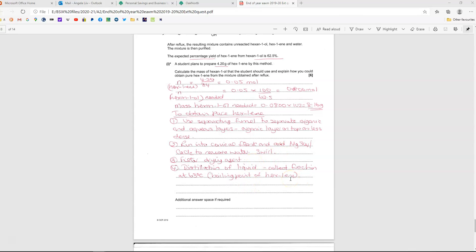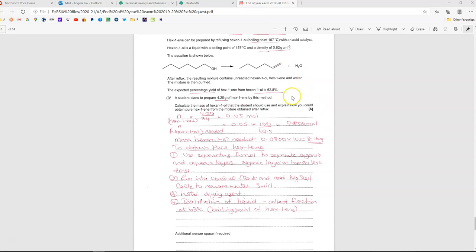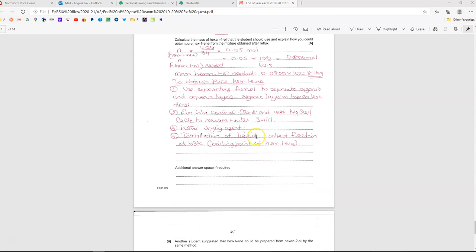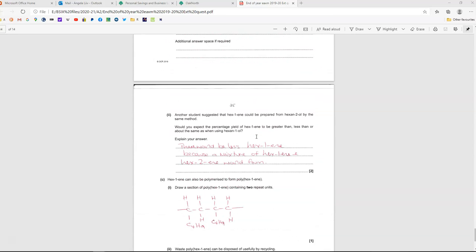swirl it around, filter off the drying agent, and then distill. Okay, and to get the 6 points, you need this sort of detail in there, like collect the fraction at 63 degrees. Because they've told you that, and they've told you that for a reason. All right, somewhere up here, boiling point is, here we are. Okay, so just check that you're using all the information.